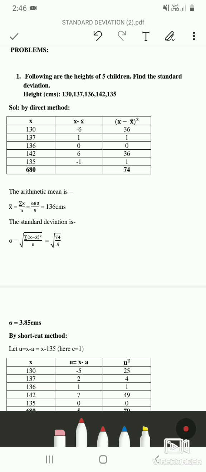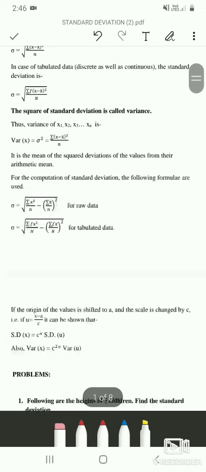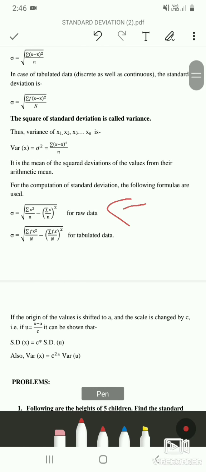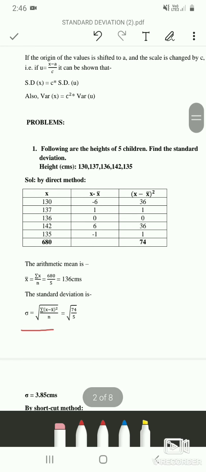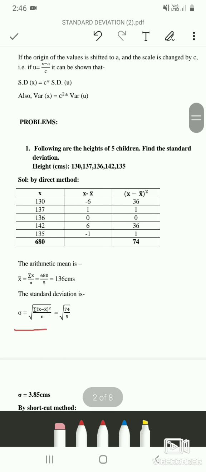So in the standard deviation formula, sigma is equal to the square root of summation (x minus x bar) whole square divided by n. You can either use this formula or the other formula, and you will get the same answer. It is according to your convenience. Here, since the number of observations is just 5, you can go for the first formula.